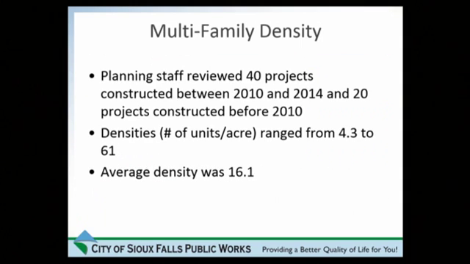Okay, let's talk about that 16.1. Planning staff reviewed 40 projects constructed between 2010 through 2014 and 20 projects constructed before 2010. The densities, or units per acre, varied from 4.3 up to 61, with the average density being 16.1, and that's where that number comes from.